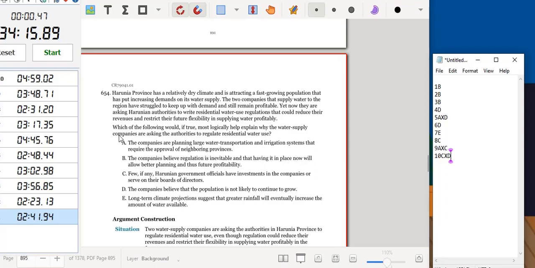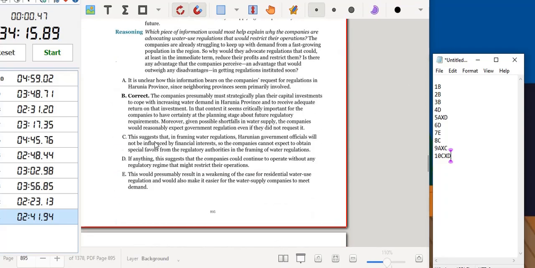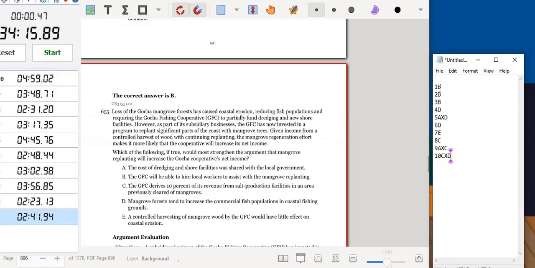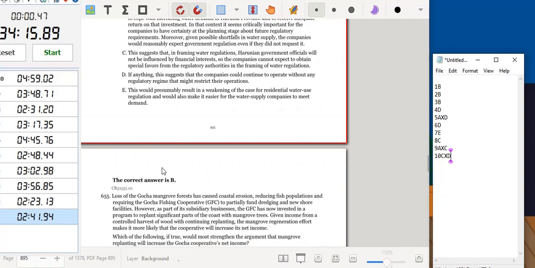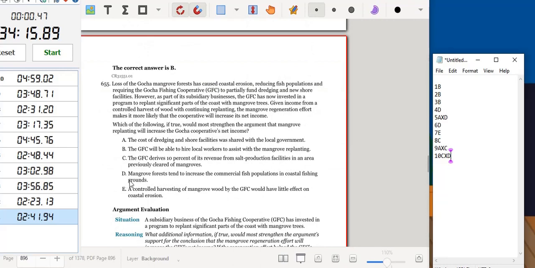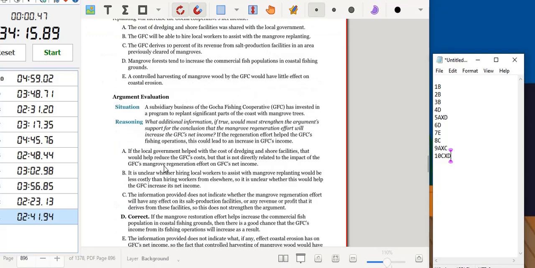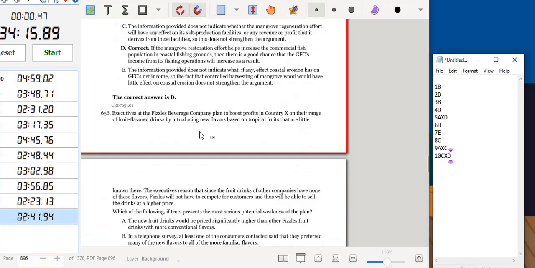Okay, now 655, 2 3 4 5. Yeah, this one I have also corrected. Mangrove forests tend to increase commercial. Yeah, so I told the reason. Now let me see if the reason that I told was correct. What additional information, if true, most strengthens the argument supporting the conclusion that the mangrove regeneration effort will increase income. If the regeneration effort helps the GFC's fishing operation, this could be an increase in GFC's income. Yeah, so that's what I said.